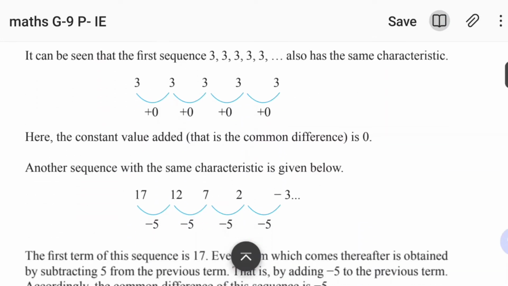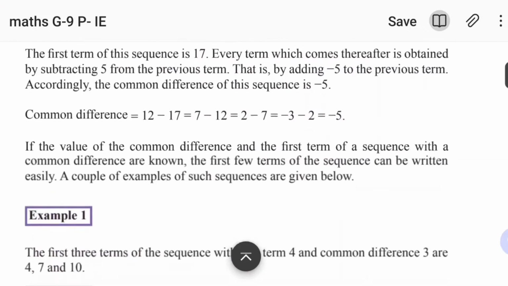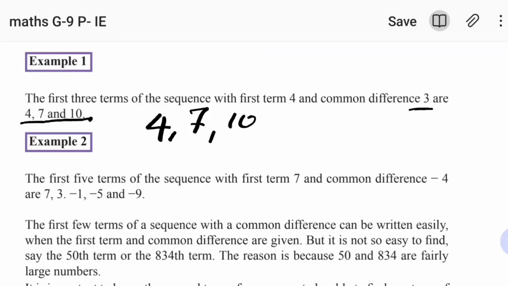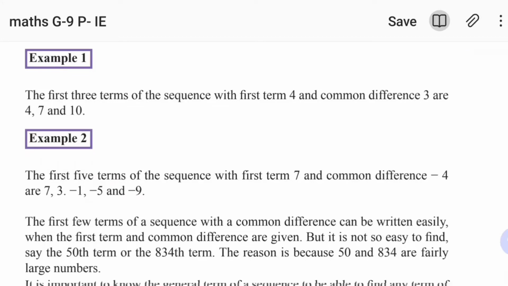Okay, so when we talk about certain examples, now look at example number 1. It says, write the first 3 terms of the sequence with first term 4 and common difference 3. The first term is 4. So what will be the next number then? Because the common difference is given as 3, the next term will be 4 plus 3, 7. And the next term will be 7 plus 3, 10. So that's exactly what you see here. Okay, so let's move on.